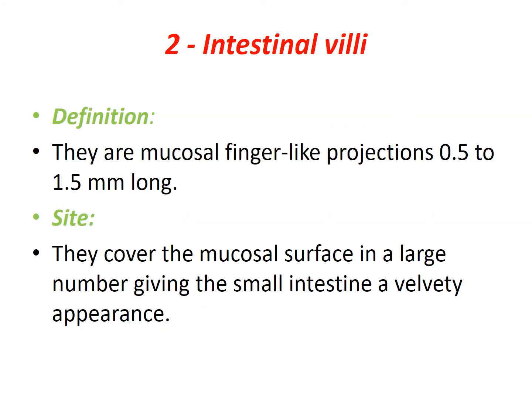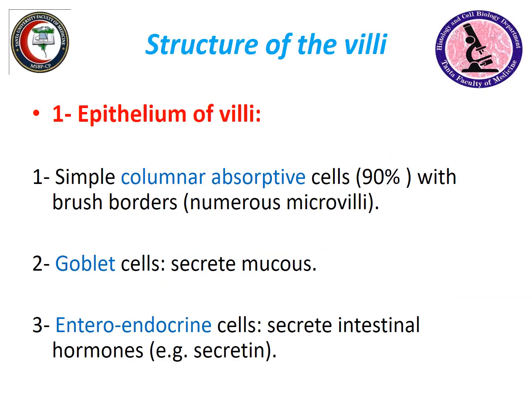Intestinal villi. What is the intestinal villi? They are mucosal finger-like projections. Their length is about 0.5 to 1.5 millimeter long. They cover the mucosal surface in a large number, giving the small intestine a velvety appearance. What is the structure of the villi?